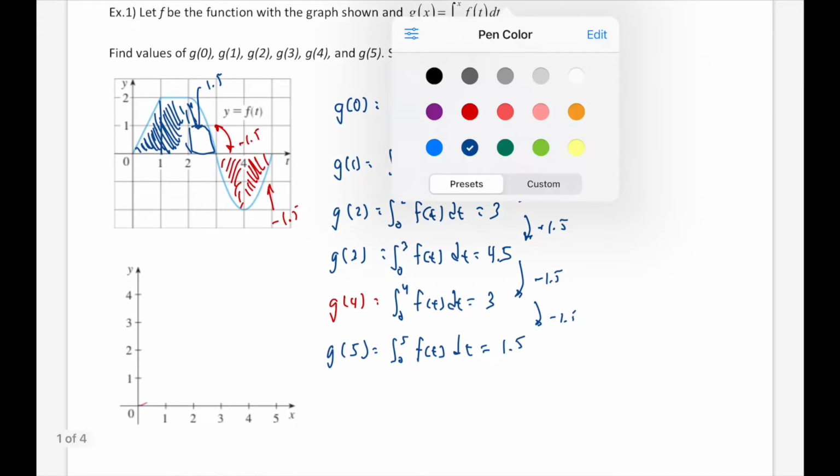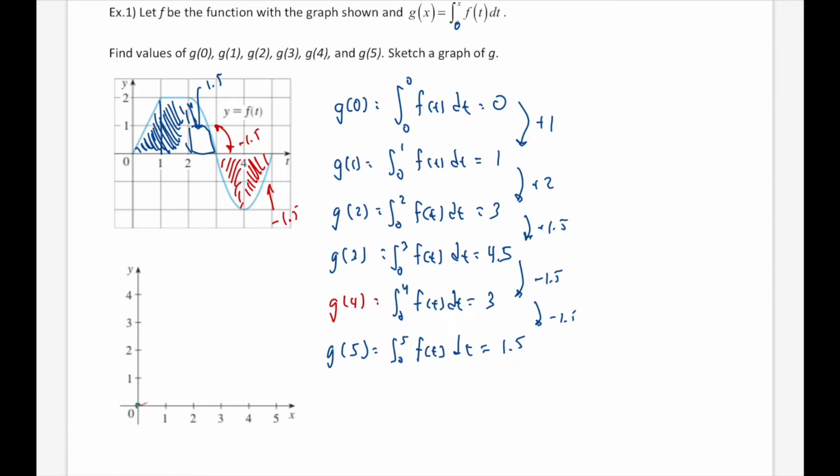Let's sketch it. So at 0, we've got this point at 0. At 1, we have a point at 1. So this is the graph of g of t compared to t. When we get to 3, g of 3 is 4.5, so we're about up there. G of 4 is back to 3, and g of 5 is about 1.5.